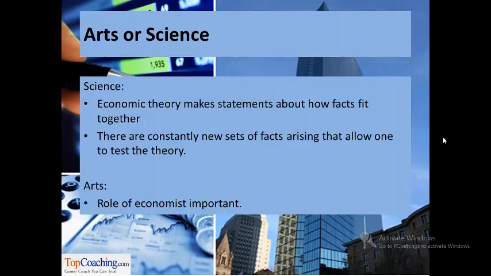Economics seems to be particularly susceptible to a debate on whether it is to be classified as science or as an art. This, despite far too many unpredictable variables influencing the occurrence of economic phenomena and management decisions. In favor of the stand that economics is science, most economists see their discipline as scientific. Economic theory makes statements about how facts fit together, and there are constantly new sets of facts arising that allow one to test the theory to see whether the facts are as theory predicts. However, this process is more difficult for economists than it is for most physical scientists.